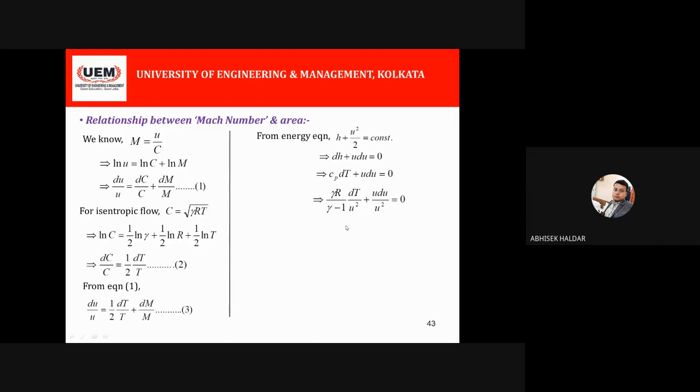Who can tell me? Hello. The last day you told two equations: Cp minus Cv is equal to R, and Cp by Cv is equal to gamma. Yes, very good. That we have to combine.